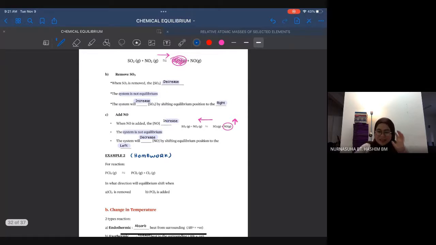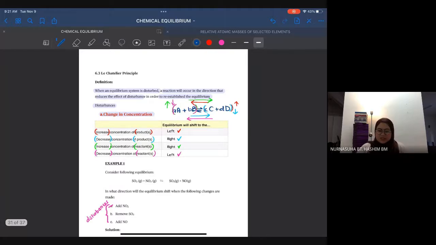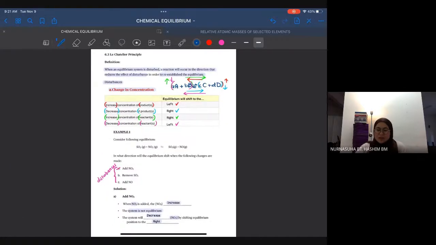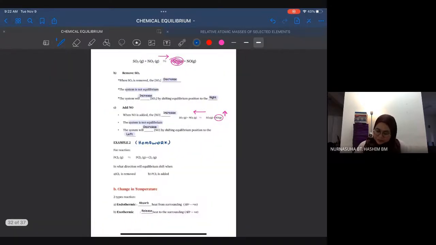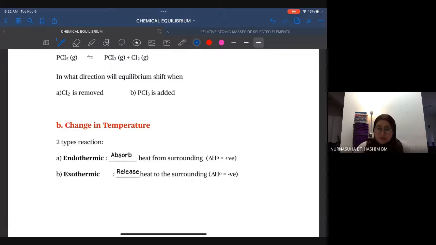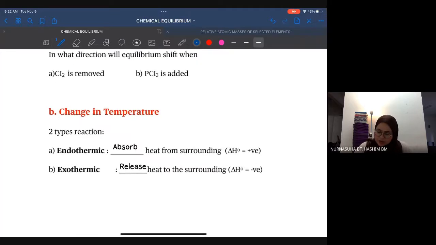Okay, ada apa-apa nak tanya untuk disturbance yang pertama, change in concentration? Ada student madam dulu, dia pernah menangis sebab dia confused to the left, to the right, sampai menangis. Tapi don't worry, okay, don't worry, senang je ni. Sebab tu pentingnya you revise balik after you study.